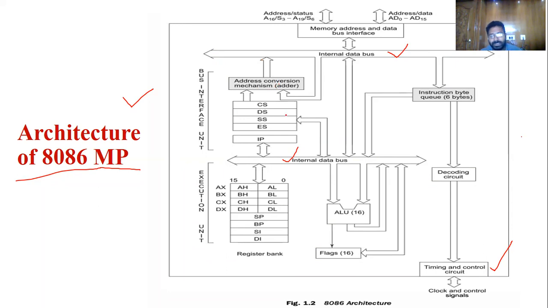In this architecture, the microprocessor has four different categories of registers. These are the general purpose registers, these are the pointer registers, these are the index registers, this is the ALU, this is the flag register, and this is the segment registers.